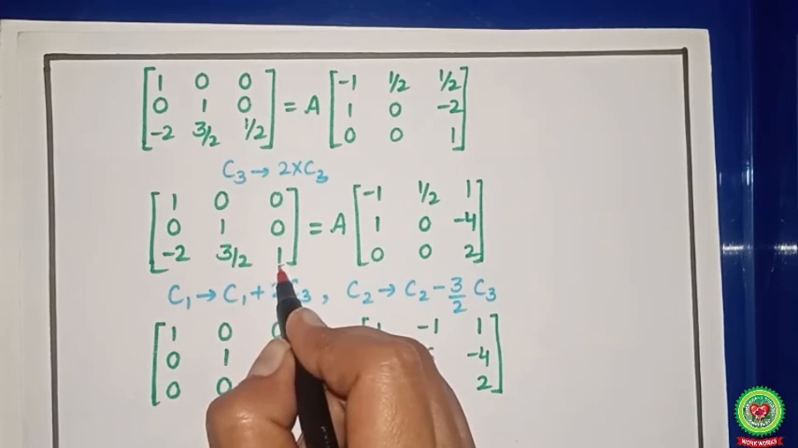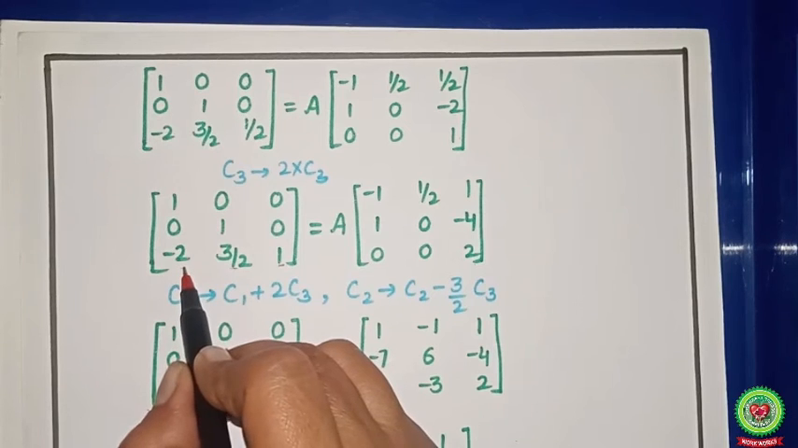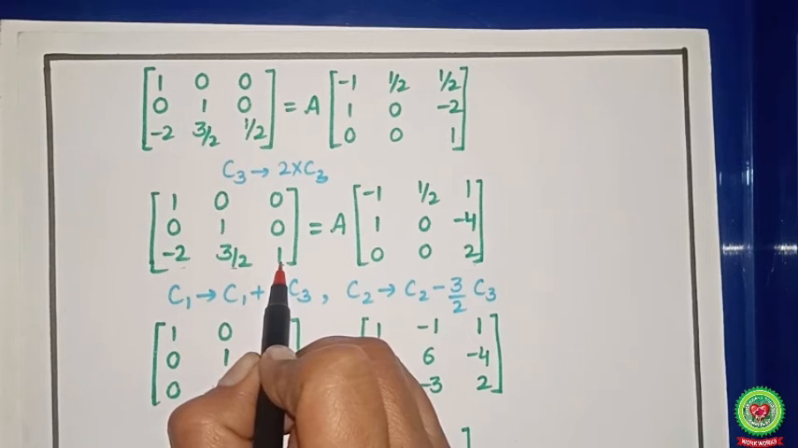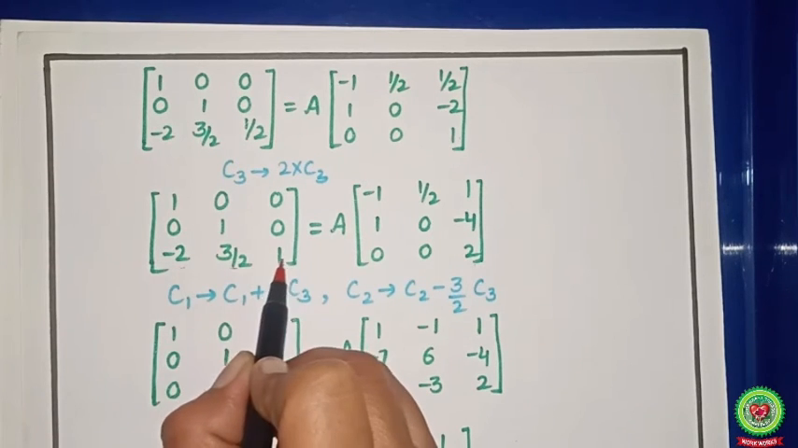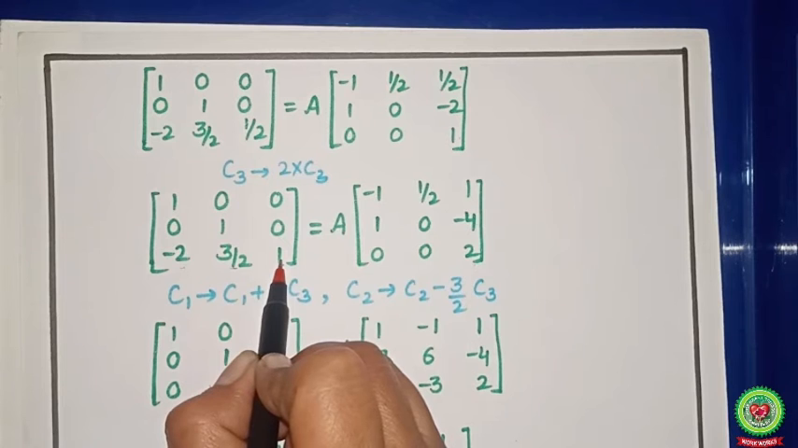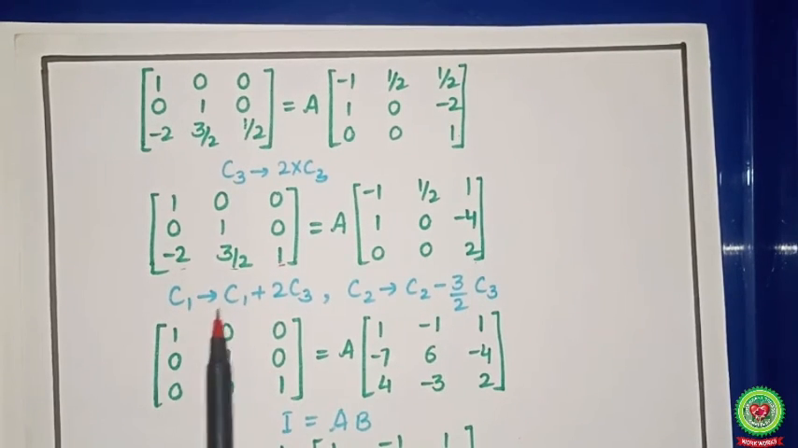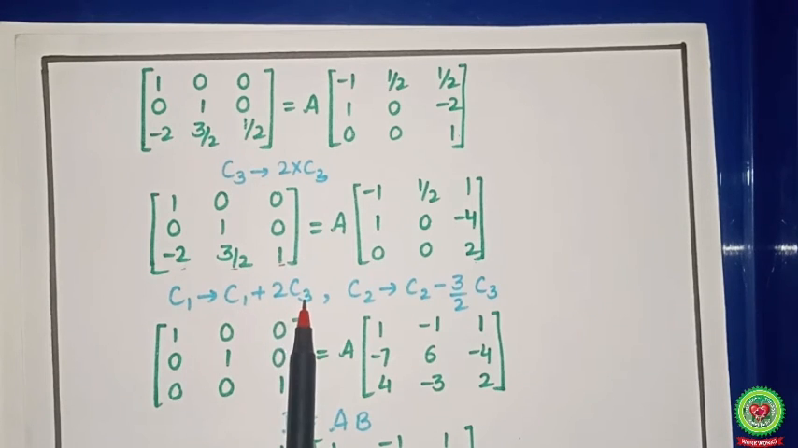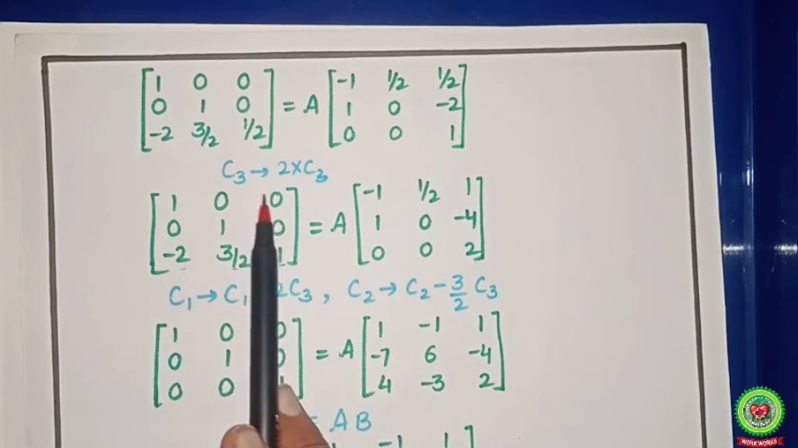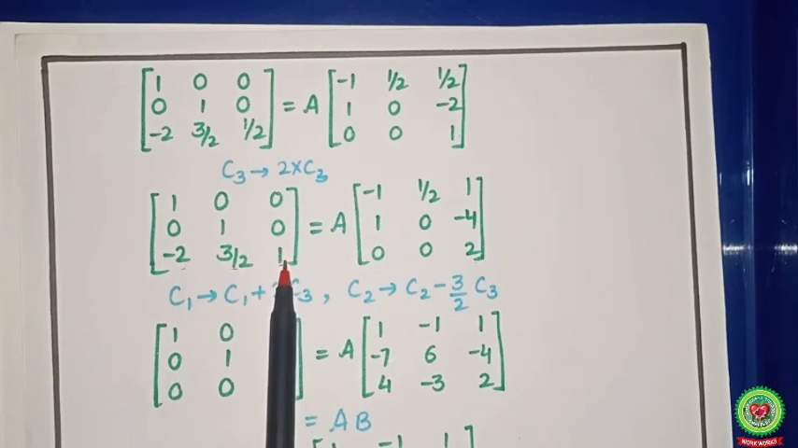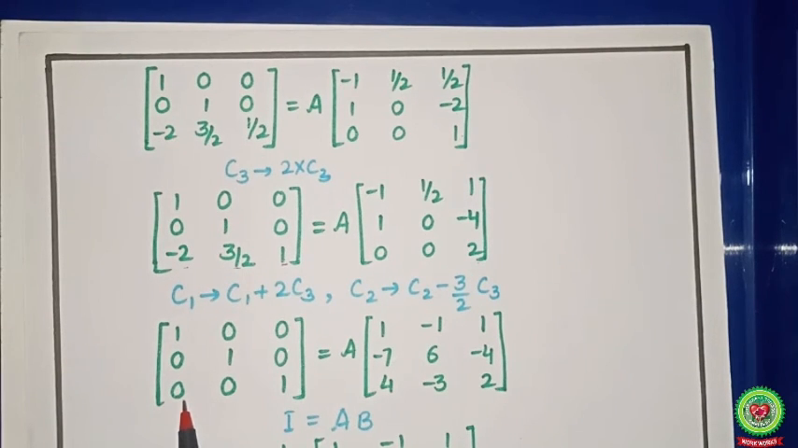Now using this element we will make these two as 0. Now first column and third column. Minus 2 is there. So we will multiply it with 2 and then add them so that it will become 0. Column 1 changes to column 1 plus 2 times column 3. So here 1 plus 2 times 0, it will be 1. 0 plus 2 times 0 will be 0. Minus 2 and plus 2, it will become 0.